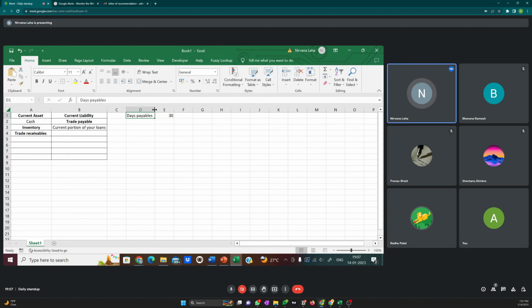So days payables 30 would mean that you're supposed to pay in 30 days. Correct. You're supposed to clear your suppliers' dues in 30 days. Okay. Days receivables, suppose, is 50. Whatever you're selling, you will collect the payment in, say, 50 days from your customers. Okay. And days of inventory, suppose, is 30 days.